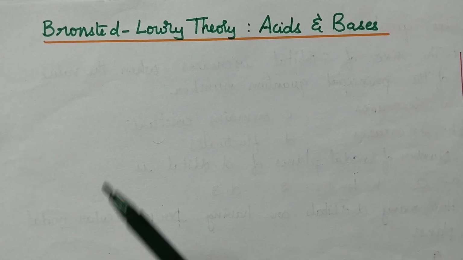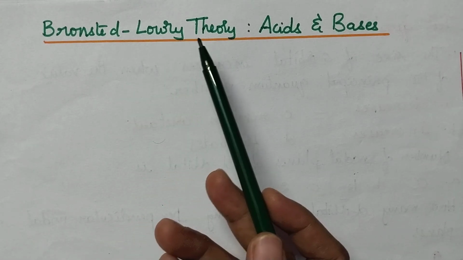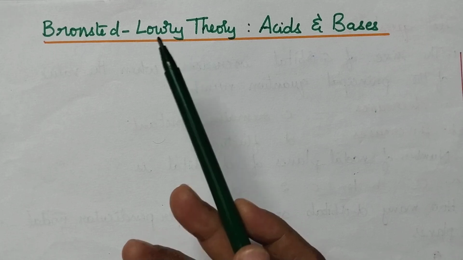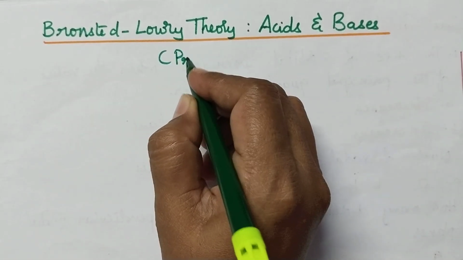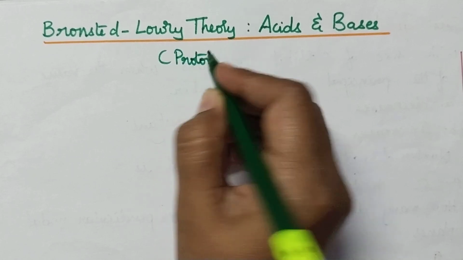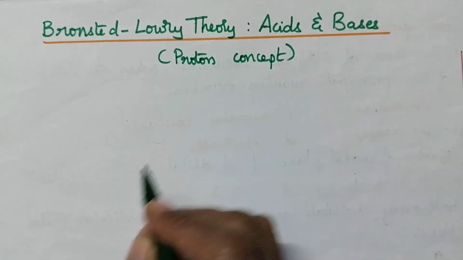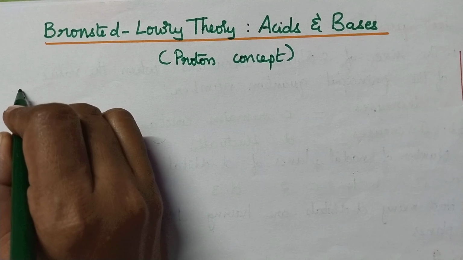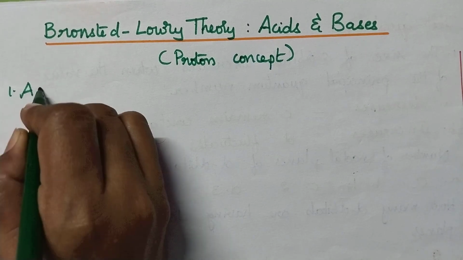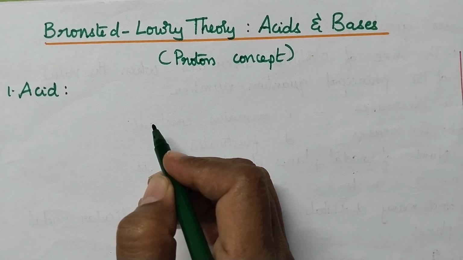In this video I am going to discuss in detail the Bronsted-Lowry theory. The Bronsted-Lowry theory is completely based upon the proton concept. Based upon the proton concept, we will define what is meant by an acid and what is meant by a base. According to Bronsted theory, an acid is a substance which can donate a proton to another substance.